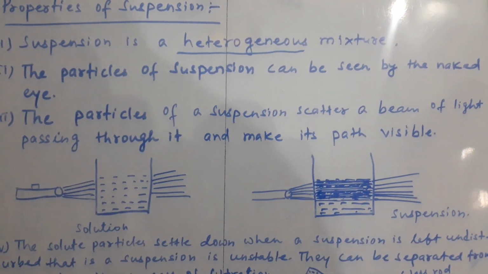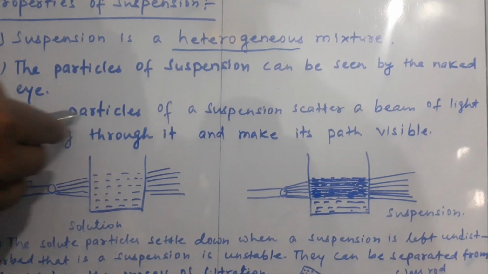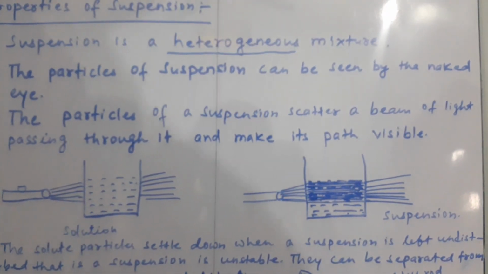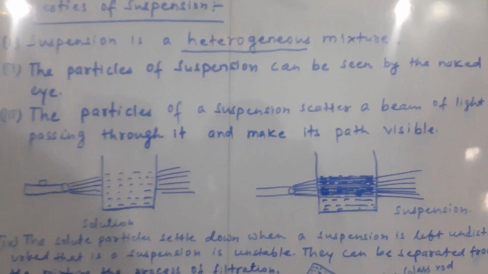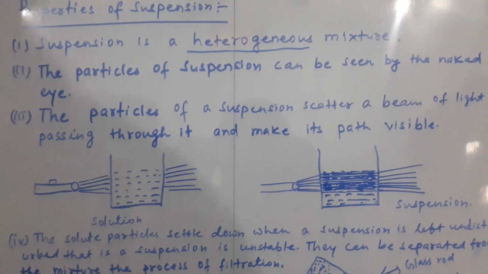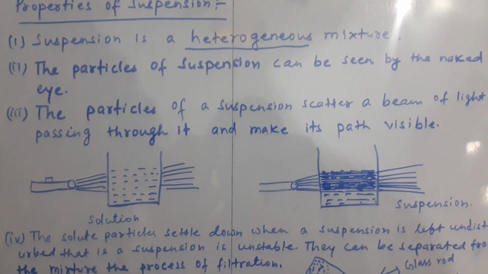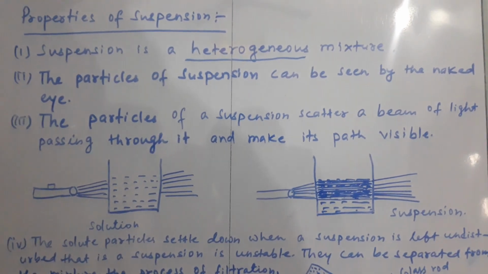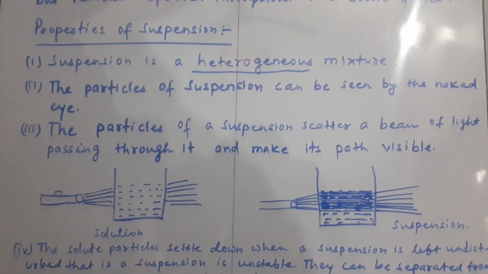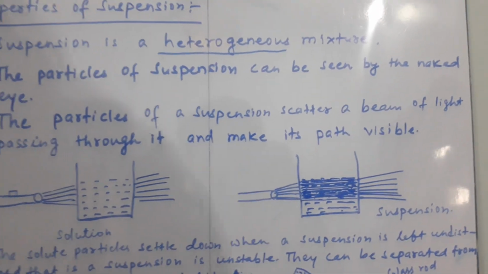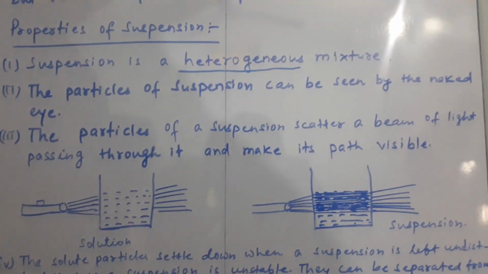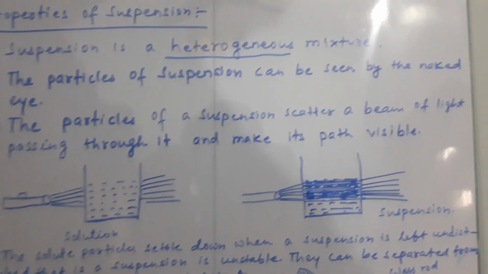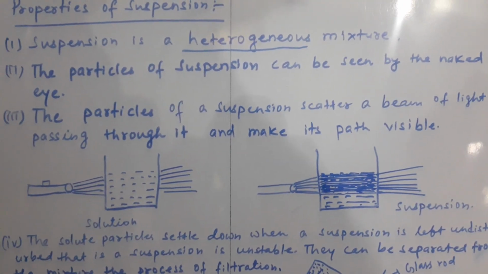Third, the particles of suspension scatter a beam of light passing through it and make its path visible. See, in the case of solution, we have seen the path of light is not visible, but here the path of light is quite visible. The reason is that the particles of suspension are quite bigger in size, so the path of light is visible.